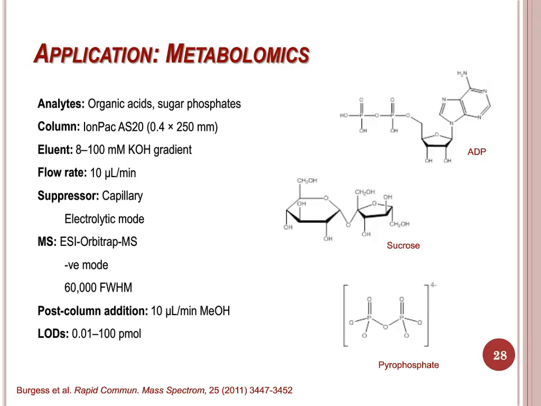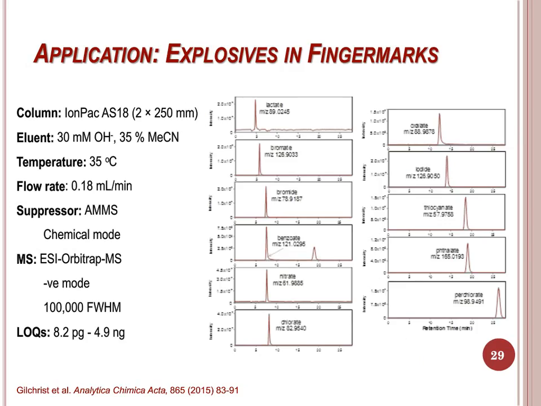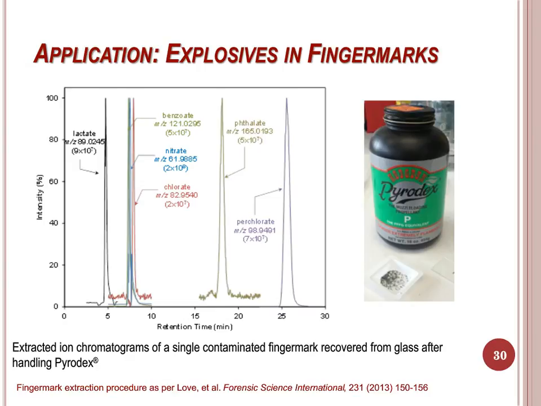This slide shows the separation achieved for 11 forensically relevant ions using solvent-enhanced chromatography coupled to high-resolution mass spec. This utilised 35% acetonitrile in the eluent, allowing the perchlorate to elute within 30 minutes on this particular resin. This method led to the detection of a black powder substitute, pyridex, in latent human fingerprints deposited on glass substrates.